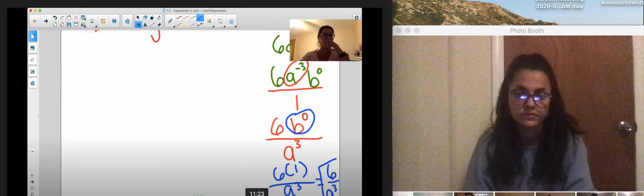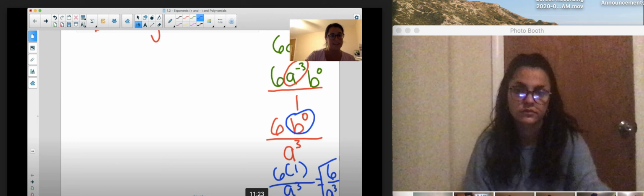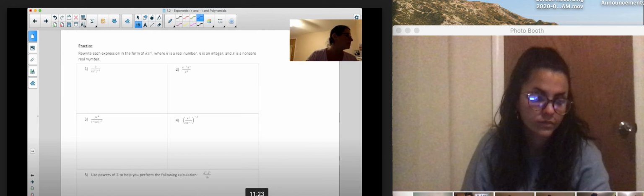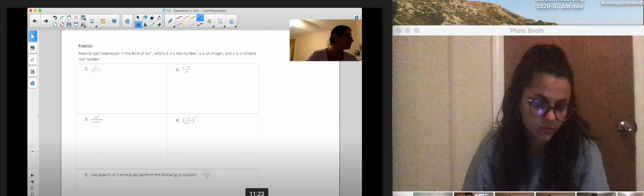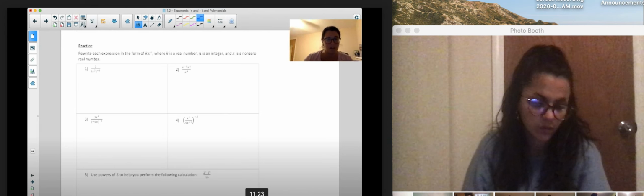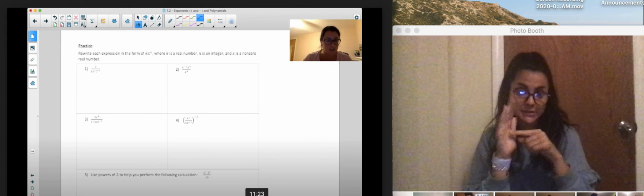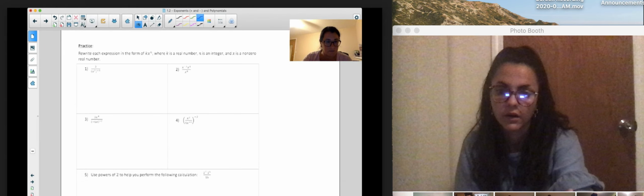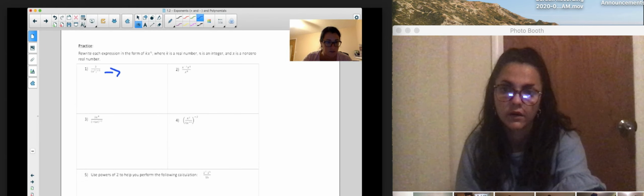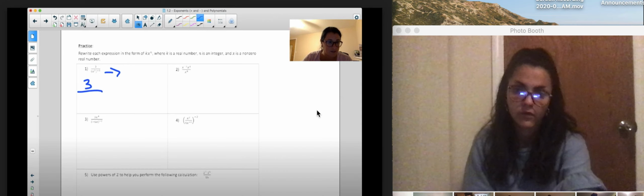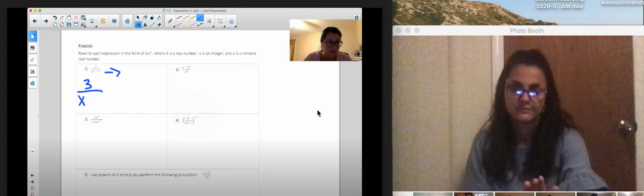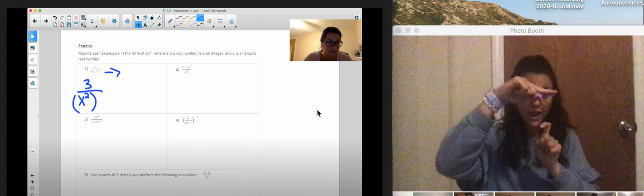All right, I'm going to go through a few more examples. All right, so we have, sorry, I have to look at my sheet. Rewrite this, 3 over x squared to the negative 3rd.